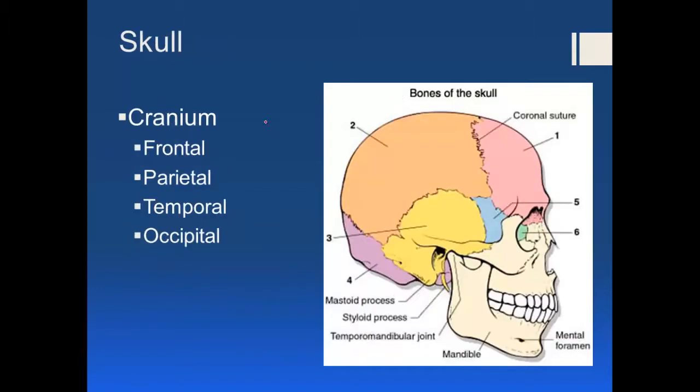So let's take a little closer look at some of the bones. Here we've got the bones of the skull. Up here we've got our forehead. It's in the front, so we call it the frontal bone. Here on the sides, this is the parietal. This blue one here is temporal. And back here is the occipital. This is the mandible. The temporomandibular joint's right up there. So those are the bones of the skull.